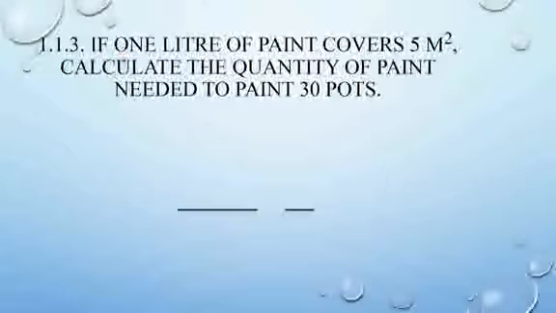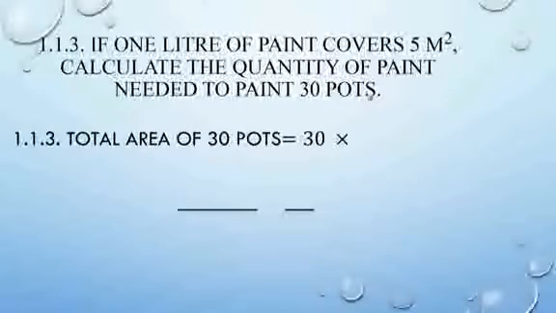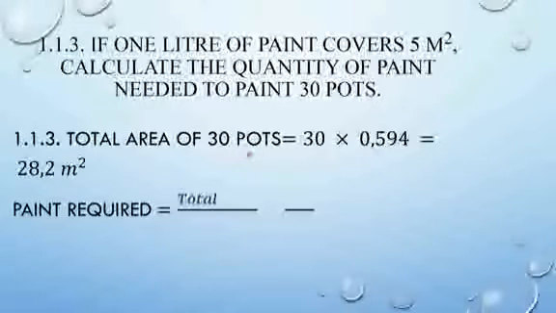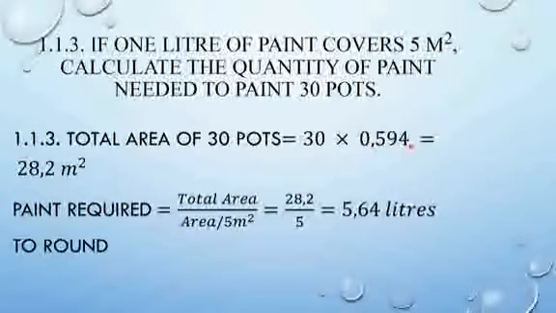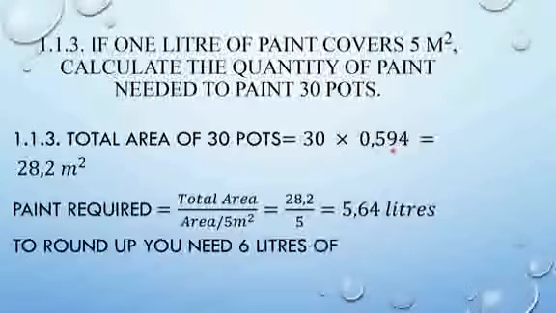The next question says, if 1 liter of paint covers 5 square meters, calculate the quantity of paint needed to paint 30 pots. Let's see how to get that. We need to paint 30 pots. So what are you going to do? We're going to have the total area of 30 pots. What is the total area of those particular 30 pots? You multiply 30 by 0,594. Remember, 0,594 is the total surface area of 1 pot. So if you multiply them together, it will give us the total surface area of 30 pots, which is what? 28,2 square meters.